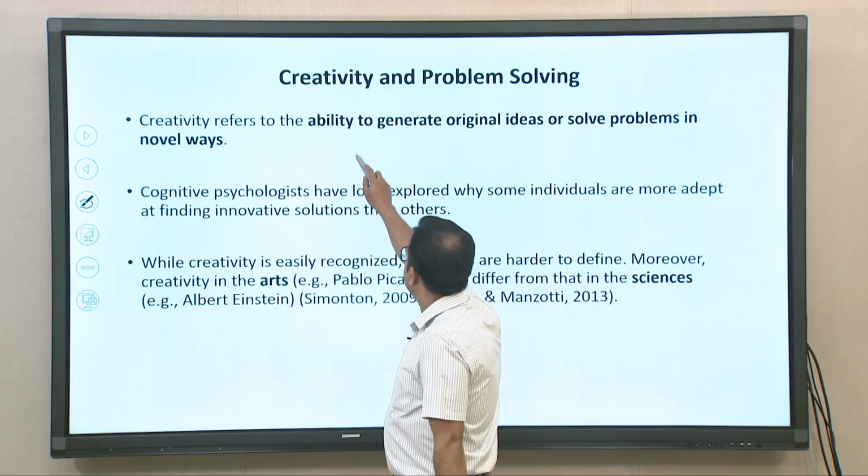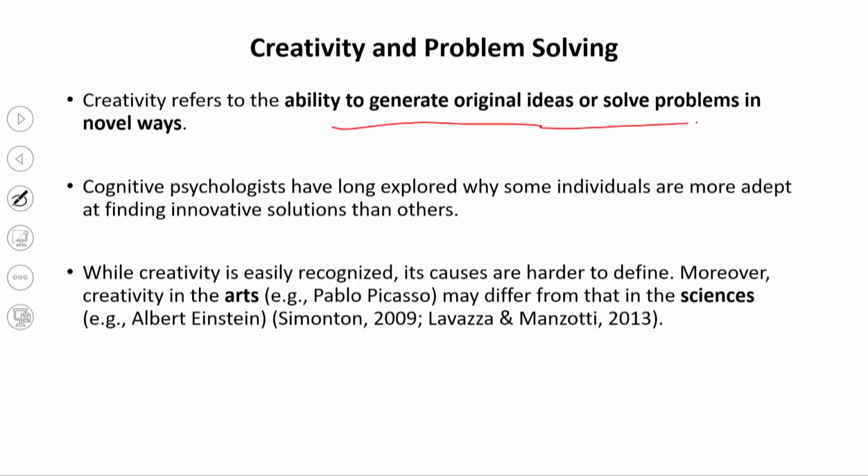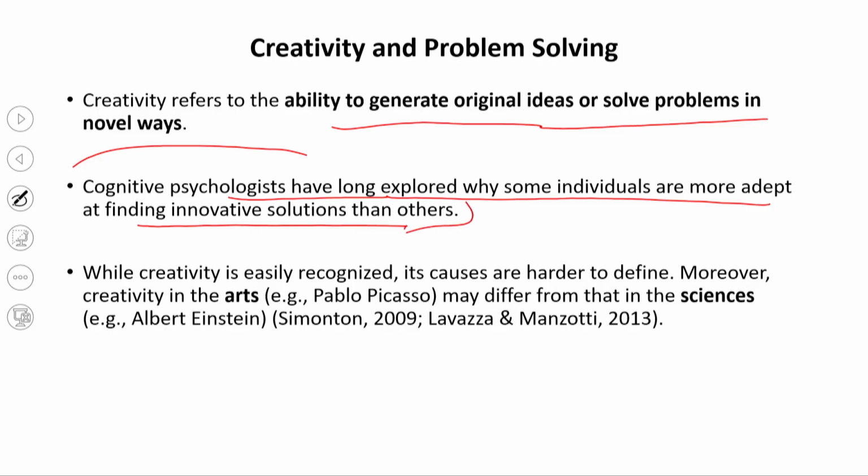So, creativity refers to the ability to generate original ideas or solve problems in novel ways. Here you do not have to just solve problems, you have to solve problems in original, newer ways. So, the requirement is different here. Cognitive psychologists have long explored why some individuals are more adept at finding innovative or creative solutions than others. Why some people are more creative in solving problems as compared to others, why this happens.